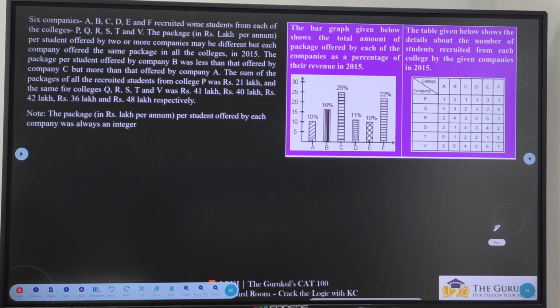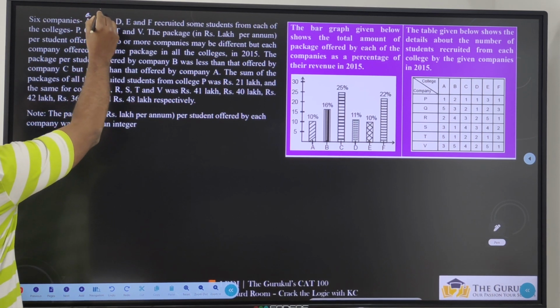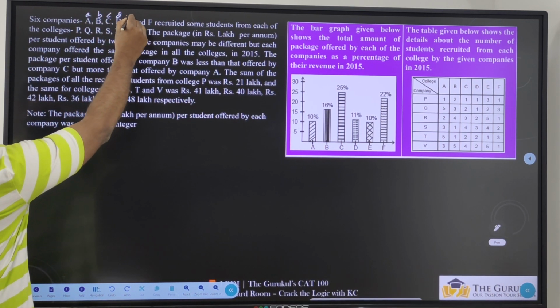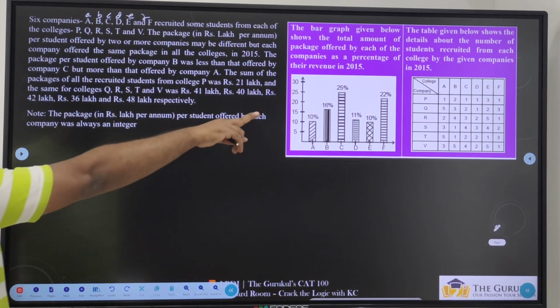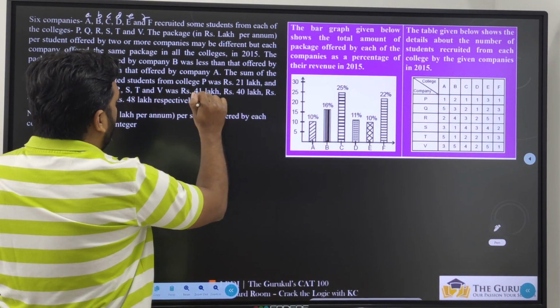Before we move on, let the package per student offered by company A, B, C, D, E, F be A rupees, B rupees, C rupees, D rupees, E and F. This company offered A rupees, B, C, D, E and F rupees. Okay. Now, let's look at this first table first, then we'll come back to this graph.